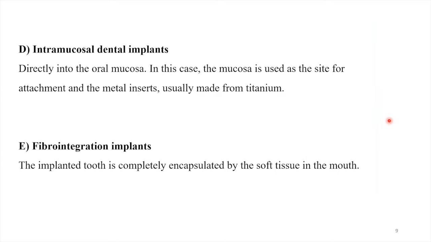Intramucosal dental implants are inserted directly into the oral mucosa. In this case, the mucosa is used as a site of attachment, and the metal inserts are usually made from titanium. Fibrointegration implants. The implanted tooth is completely encapsulated by soft tissues in the mouth.